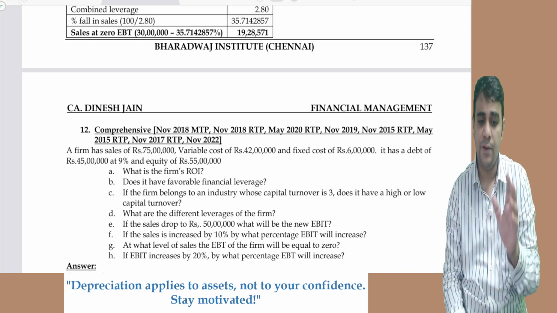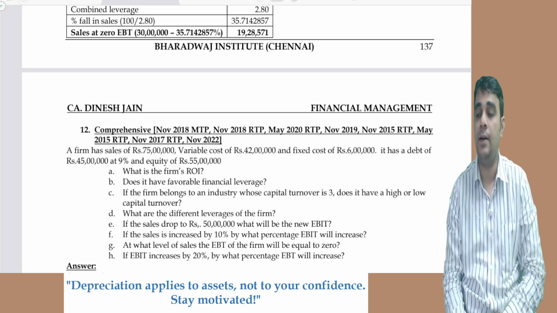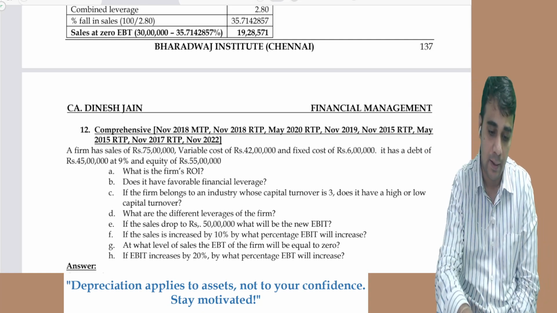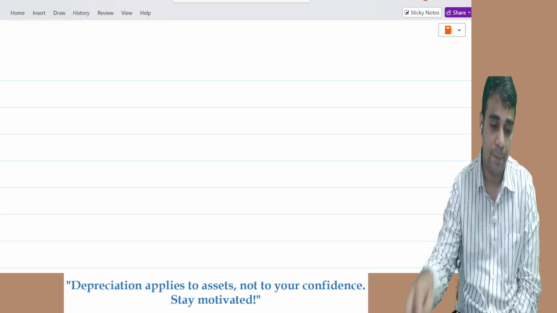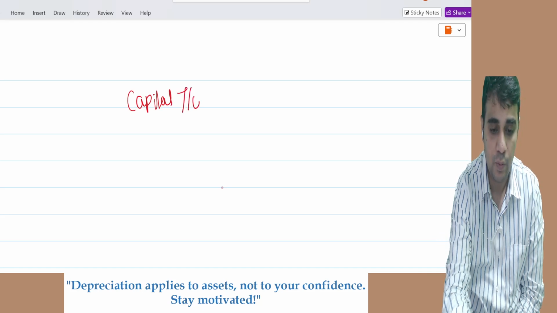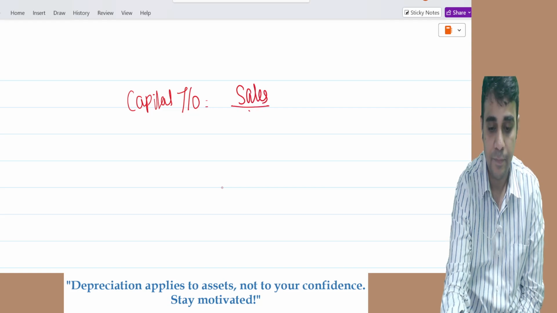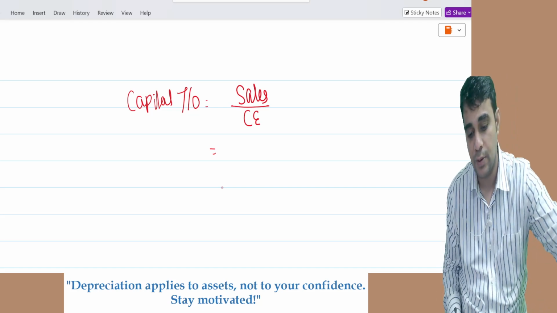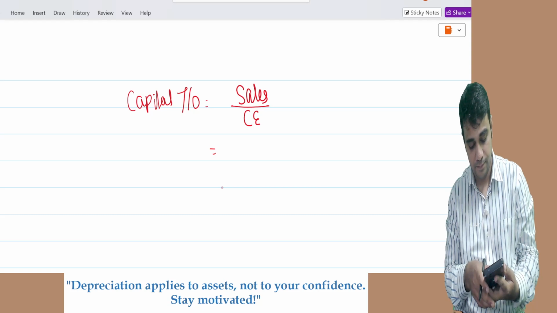Okay. If the firm belongs to an industry whose capital turnover is 3, does it have high or low capital turnover? Calculate. Capital turnover is equal to sales by capital employed.